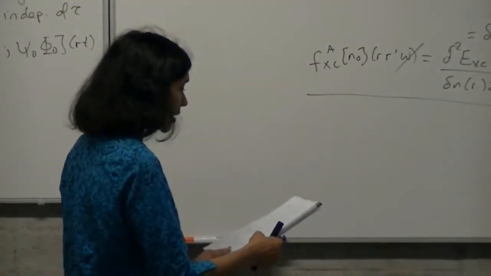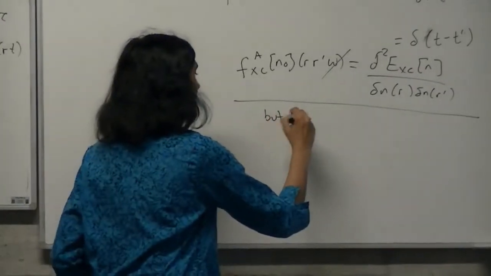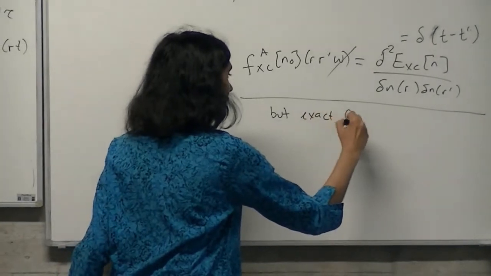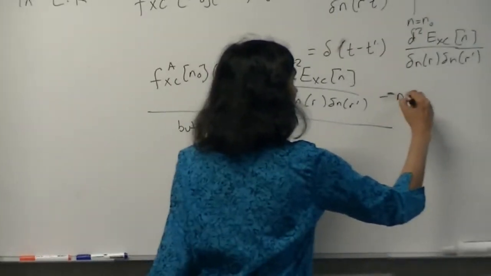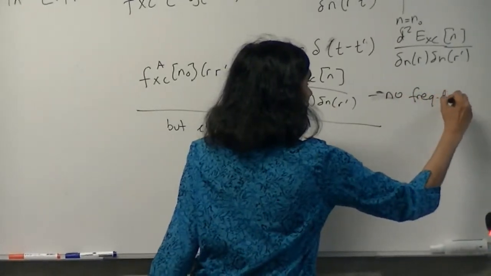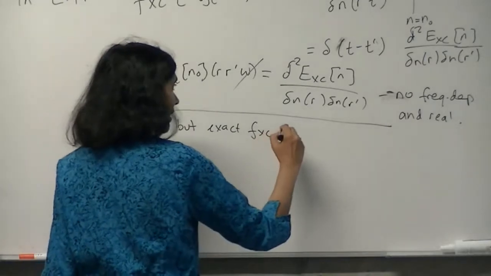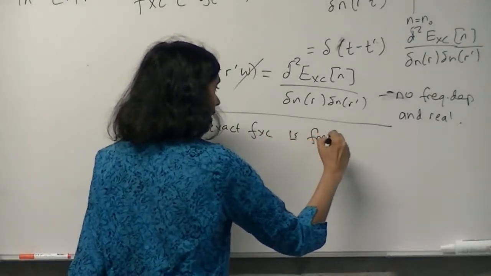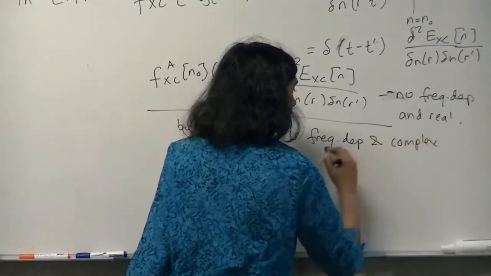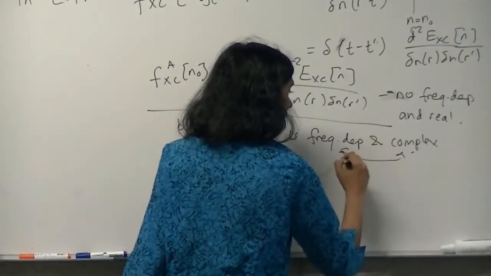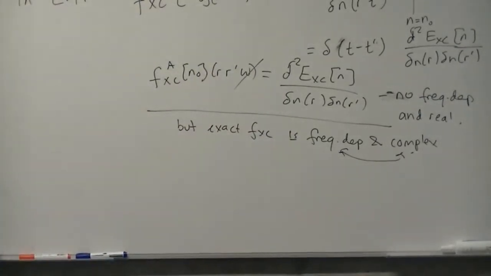The other point to make is that the approximate fxc is real, so no frequency dependence and real, but the exact fxc is frequency dependent and complex. In fact, these things go hand in hand because of analyticity properties, because of Kramers-Kronig relations.